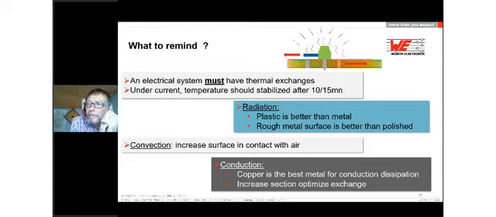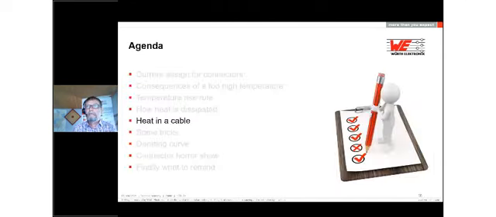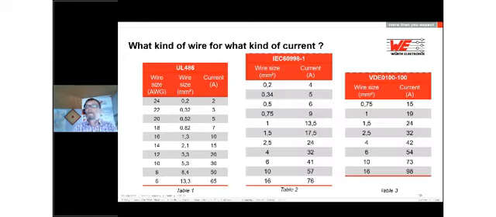And now we will have a closer look at the cable, because the cable is really important when we have an application running with a terminal block and it gets hot. You can do a lot of things using the right cable. Now we come to the point of heat in the cable, and there are also some tables behind. What kind of wire for what kind of current?